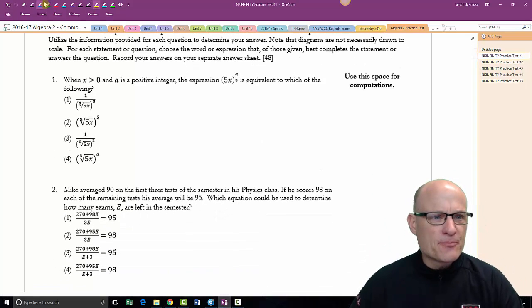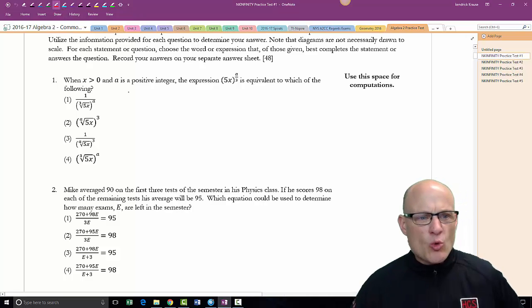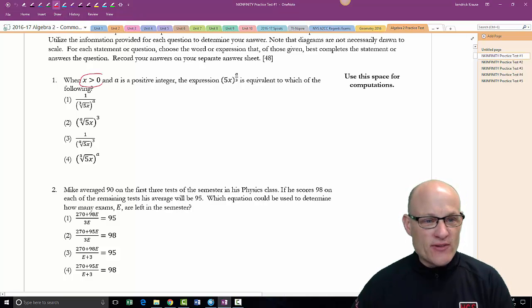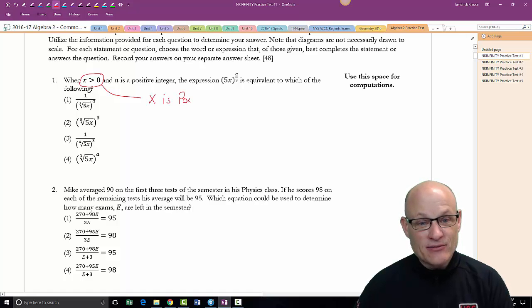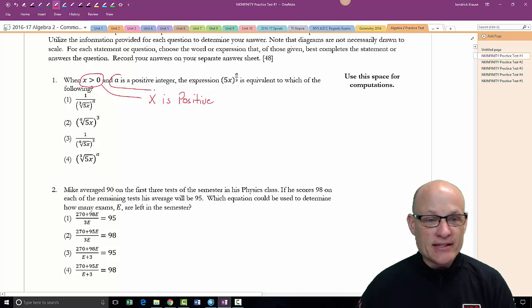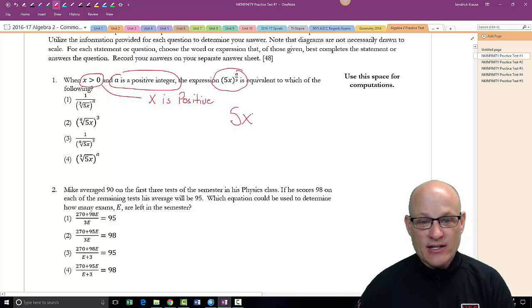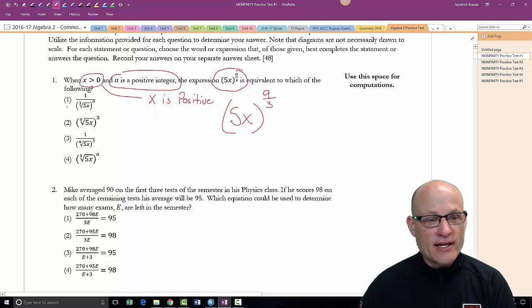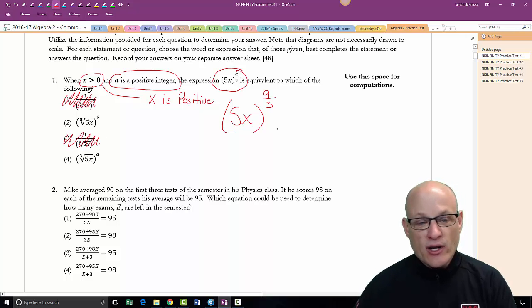So, what do we got? Question number 1. When x is greater than 0, this doesn't mean greater than 0. That simply means that x is positive. Okay, x is positive. Oh, and a is positive. So x is positive and a is positive. Well, the only way, let's take a look at this thing, 5x to the a over 3. The only way we'll turn into a fraction like this is if we have a negative exponent. We'll never make it into a fraction without a negative exponent. Okay, so those two have to go.